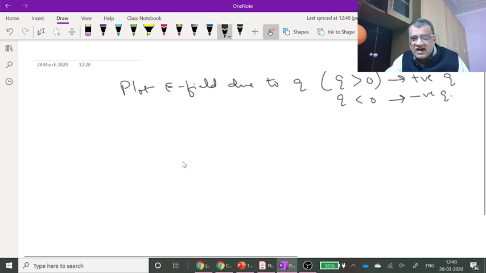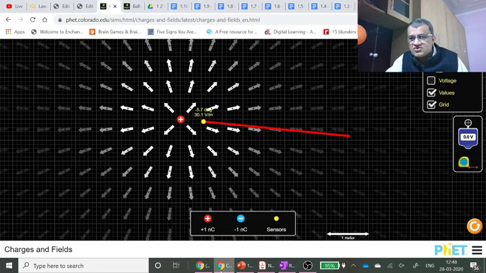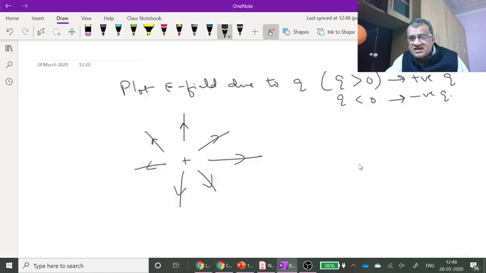And you have got an idea that if you put a positive charge, the field is away, like this. That's what I have shown you. This is what I have shown you here. And if it is a minus charge, then the field is towards. Now the problem comes.